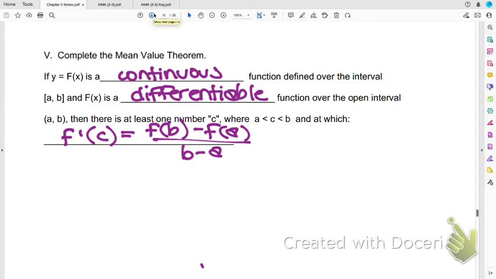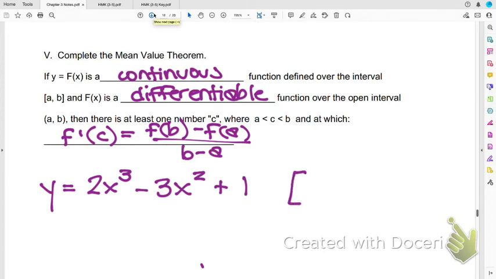So let's just use a basic idea here. Let me give you y equals 2x cubed minus 3x squared plus 1. And we're going to look at this on the interval, let me give you nice numbers here, -1 to 2.